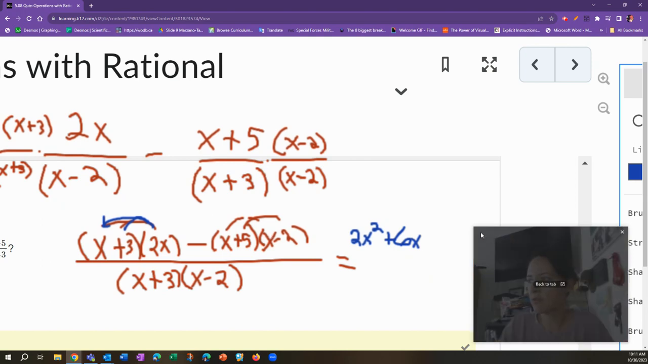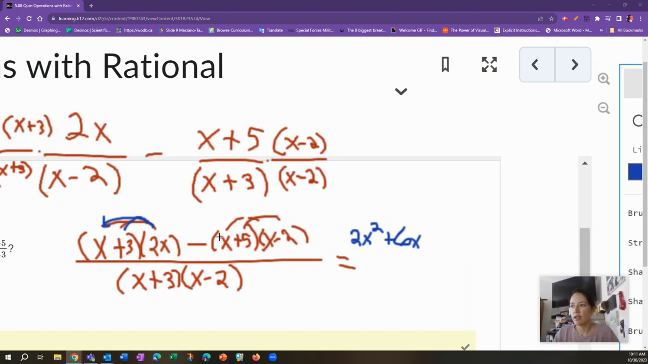Over here, I'm just going to use FOIL. X times x. So minus, keep that minus. I'm going to put a parenthesis because we have to distribute it once we're done. That subtraction, subtracting this whole thing. So after you FOIL it or box method, you'll have to distribute the negative sign.